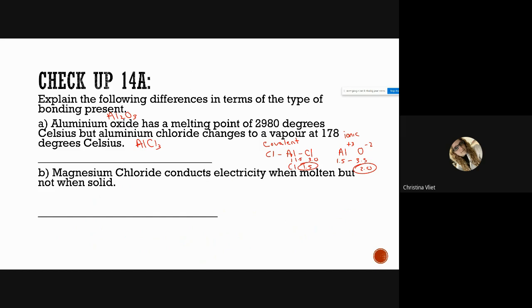That aluminum chloride is covalent and aluminum oxide is ionic. I would just memorize that because they like to compare these two. This is from the Cambridge textbook. Now, aluminum chloride is covalent. Because it's covalent, it's going to have a low melting point and boiling point because why?